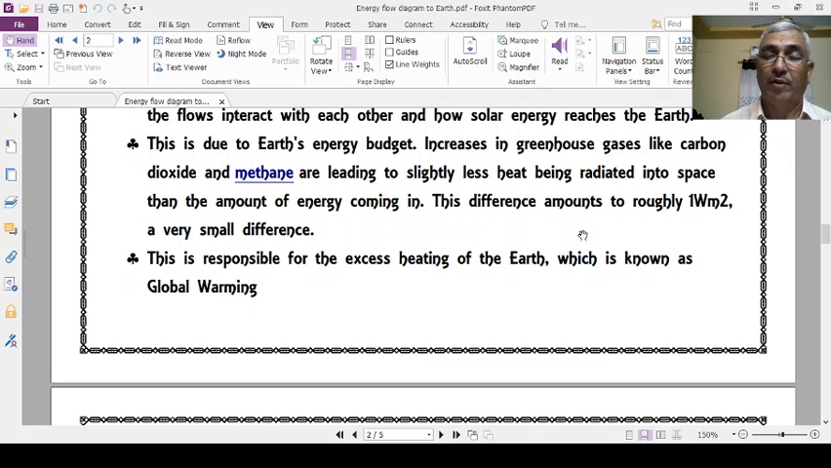That is why this heating up, the raising of the Earth's temperature and its atmospheric temperature, is known as global warming, which is a very bad climatic condition.